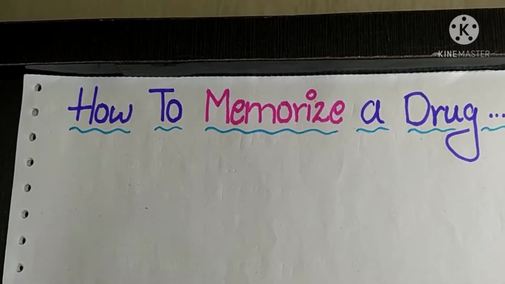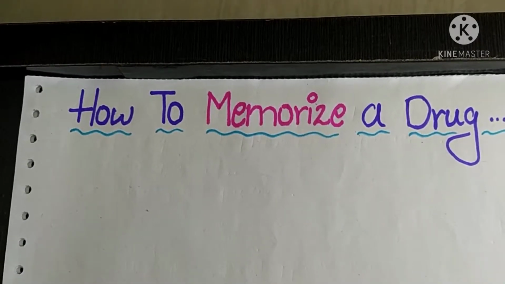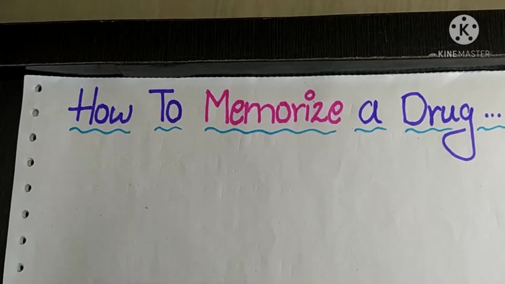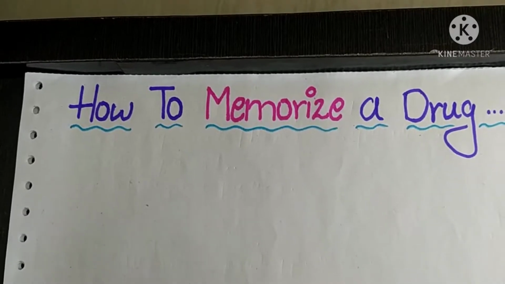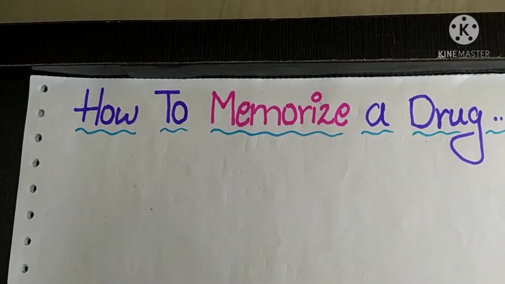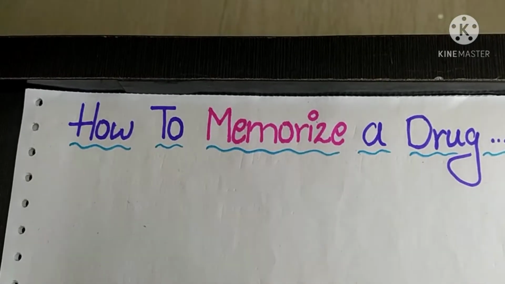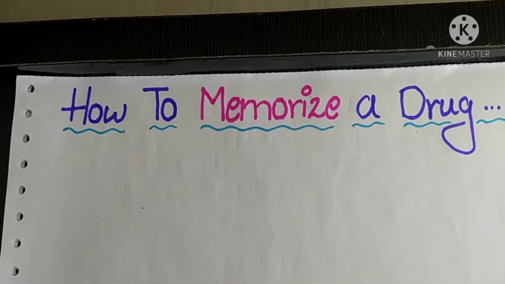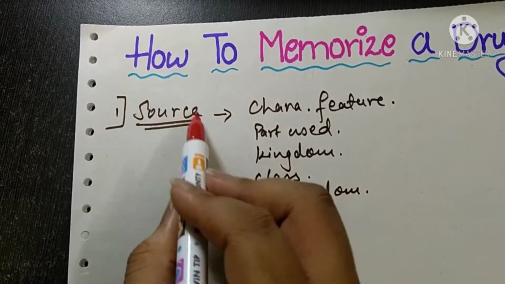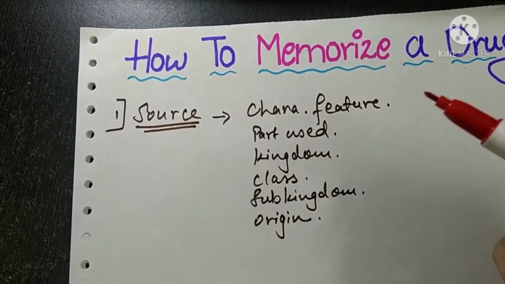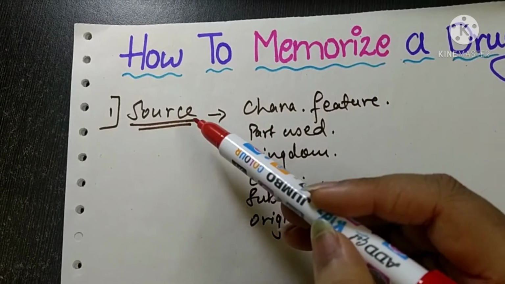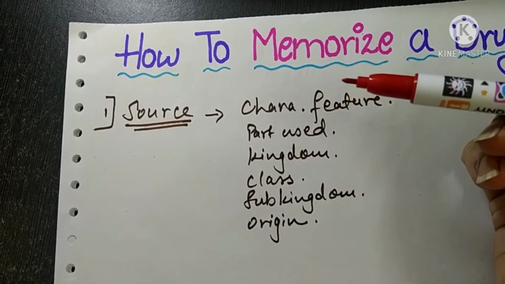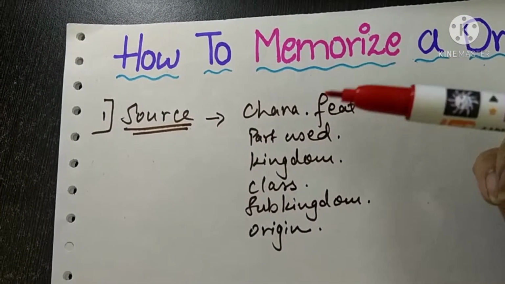Why lack of revision, or what exactly happens, why we forget, is because we don't study a drug in a proper manner. So today I will tell you that proper manner, how to study the drug. I'll be sharing some tips to remember. Firstly, we need to study about the source, from where that drug comes from. Why do we need to study it? Just because we'll get the common characteristic features of that drug. That particular drug belongs to that source.